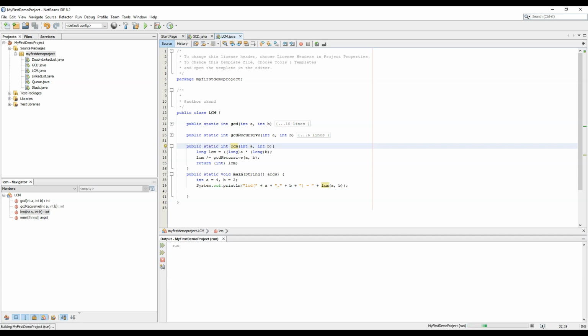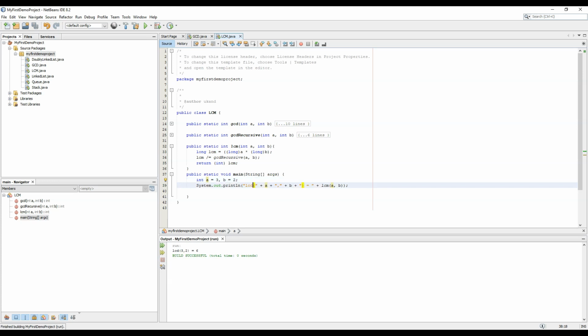So let's run. LCM of 4 and 2 is 4, which is correct. LCM of 2 and 5 should return 10, which is also correct. LCM of 2 and 8 should return 8, which is correct. LCM of 3 and 2 should return 6, which is correct.